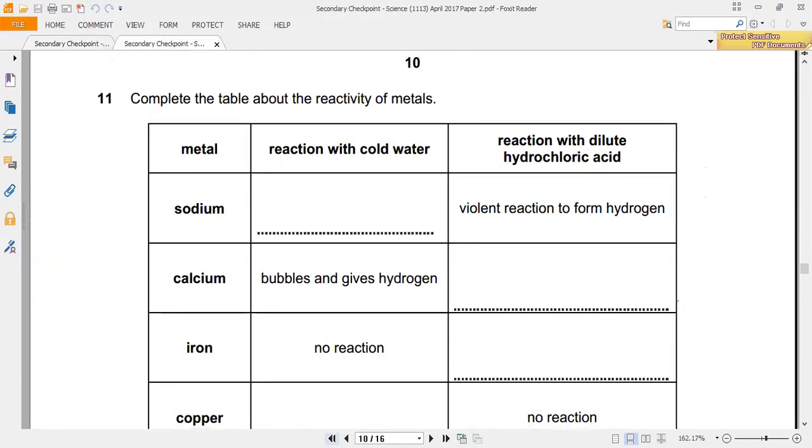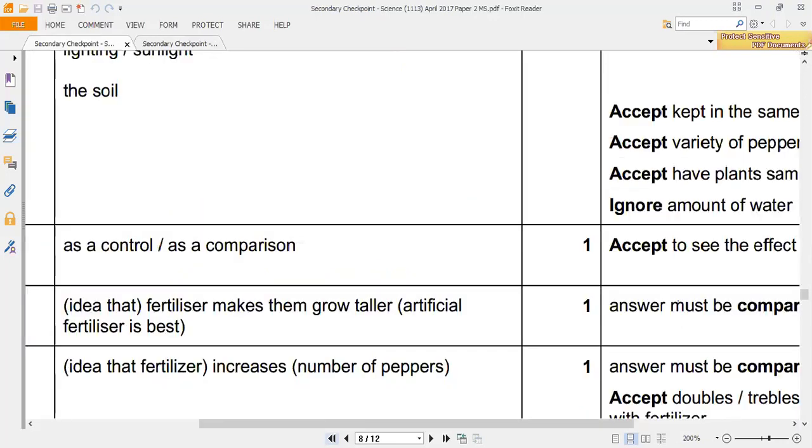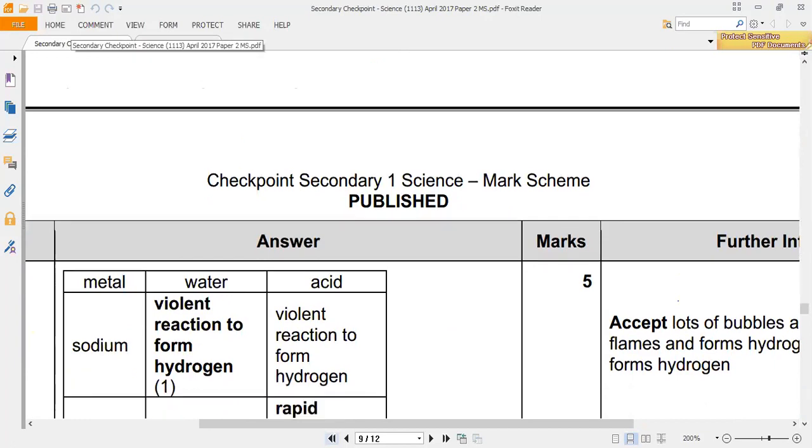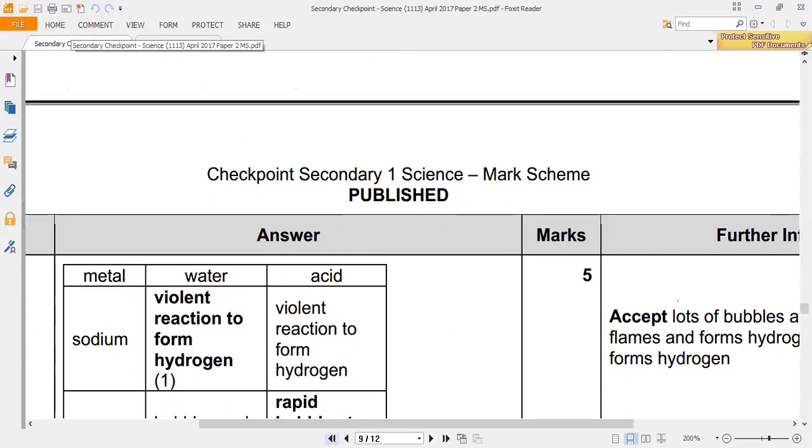Okay, question number 11. Complete the table about the reactivity of metals. Sodium, okay, the metal, then the reaction with cold water, reaction with dilute hydrochloric acid. Sodium, reaction with cold water, it's very, very active. So it will react, okay? It will be a violent reaction and will also form hydrogen. It's very strong, okay? Here is the table. Violent reaction and also will form hydrogen.